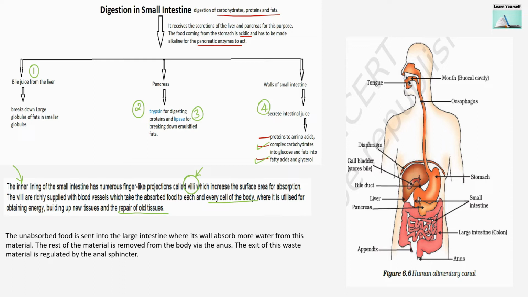Now the unabsorbed food is sent into the large intestine, where its wall absorbs more water from this material and the rest of the material is removed from the body via the anus. Now the exit of waste material is regulated by the anal sphincter.